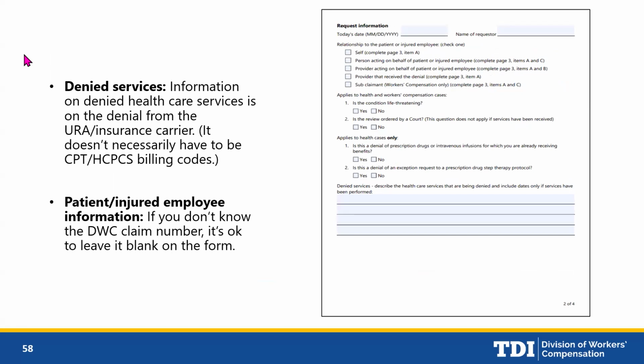A little bit of tips for this form. The denied services section, right there, that blue highlight at the very end of the form. This is information on the denied healthcare services, on the denial from the insurance carrier. It doesn't necessarily have to be CPT codes or HCPCS codes. You can quote what's in the adverse determination or your initial request for preauthorization. The patient and injured employee information. If you don't know our Division of Workers' Compensation claim number, it's okay to leave that part blank.